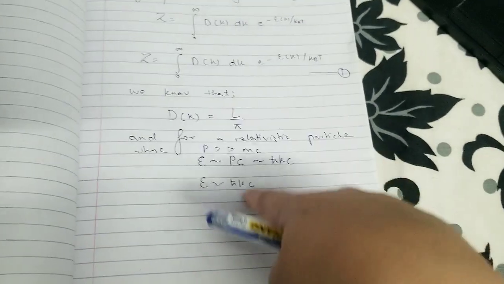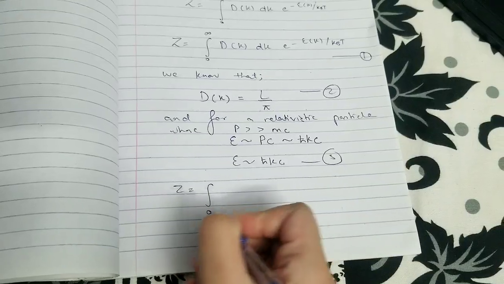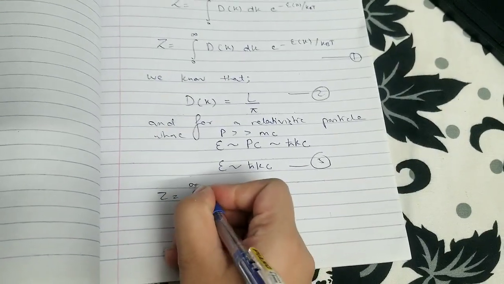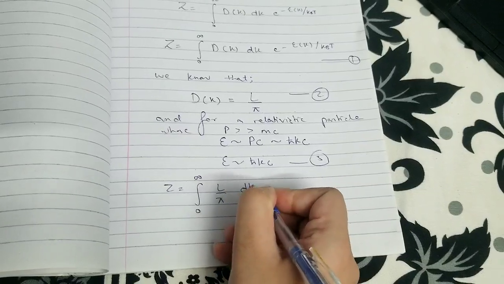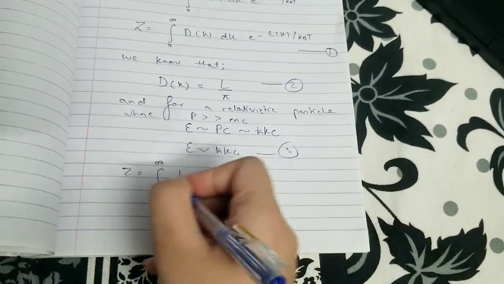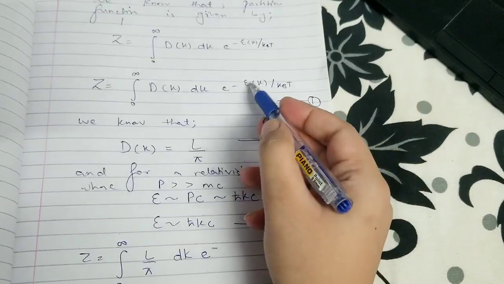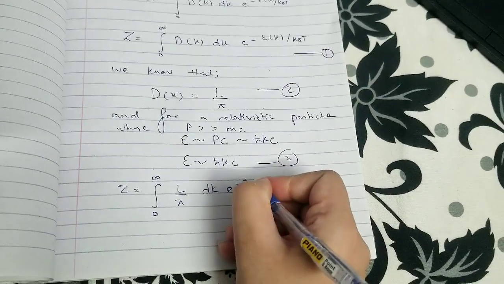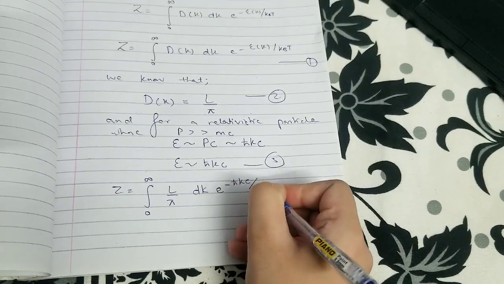So let's insert both of these expressions, 2 and 3, into 1, and we get the integral from 0 to infinity. d of k is L by pi, dk remains the same because it's part of the integral, and e to the power minus, instead of E we write h cut kc, divided by kBT.